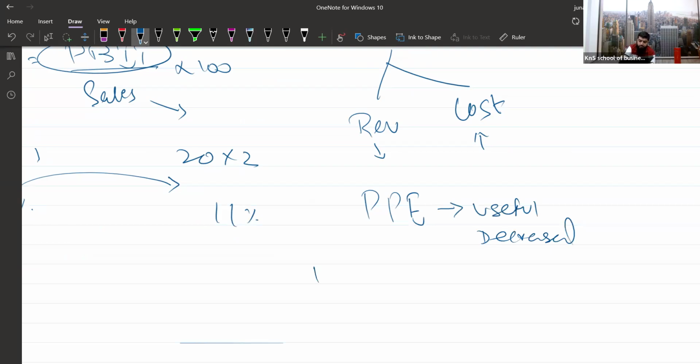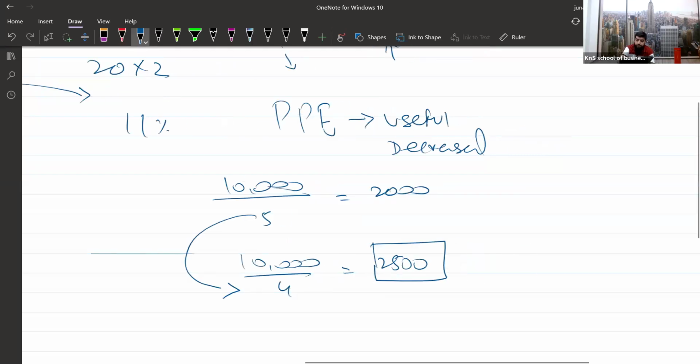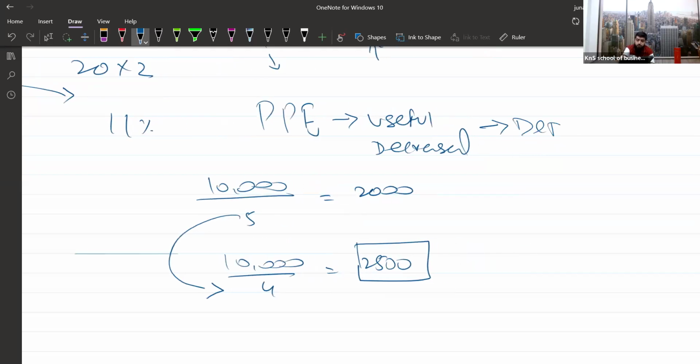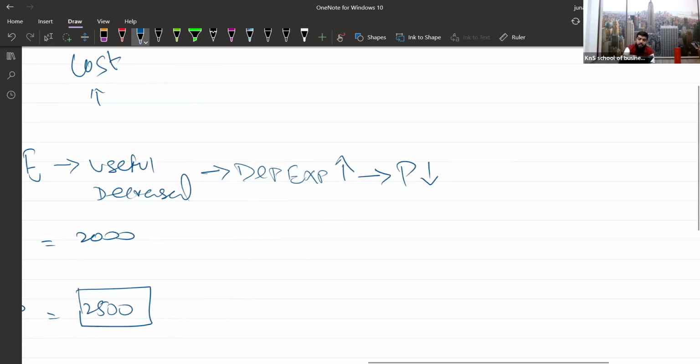now what will happen? Let's take dummy figures. Let's say 10,000 is the cost of the asset and the life was 5 years, so the annual depreciation was 2,000. Now if the life is decreased to, say, 4 years, the depreciation becomes 2,500. So once the useful life was decreased, the depreciation expense increased because of the decrease in the useful life. Because of this change in estimate, the depreciation expense will increase, the profit will decrease, and the operating profit margin will also decrease.